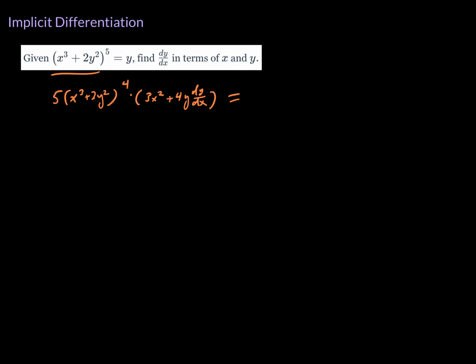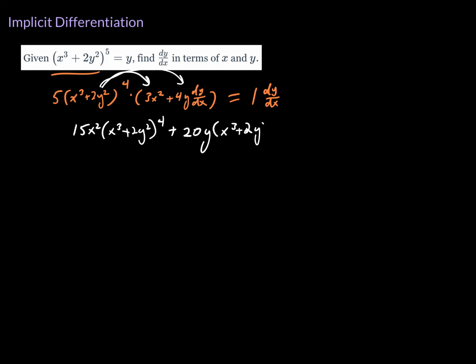On the other side here, we have equals y. Well, that means it equals 1 dy/dx. Now, we have to get our dy/dx terms separate, so I have to distribute this. Let me do that. I'm going to go here and here. So that's going to give us 5 and 3 is 15x squared times this. And then the second multiplication is going to be a 20y times that. And we have a dy/dx with that one. And then over here we have 1 dy/dx.